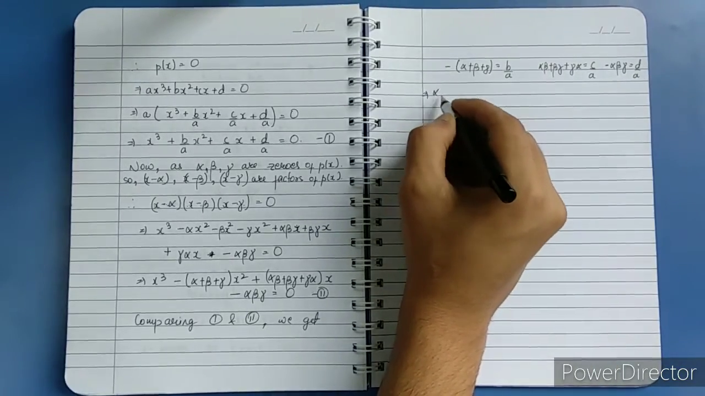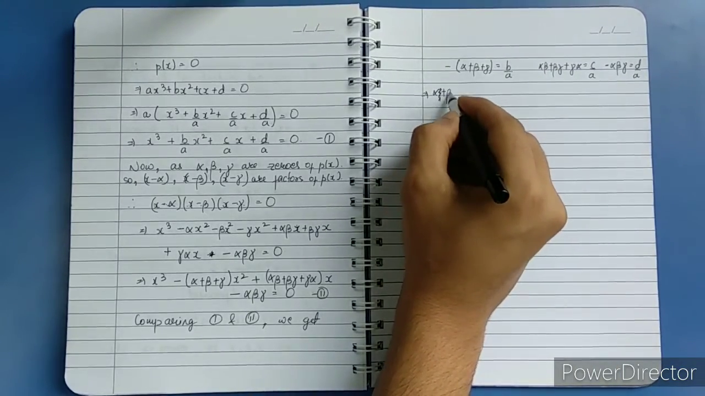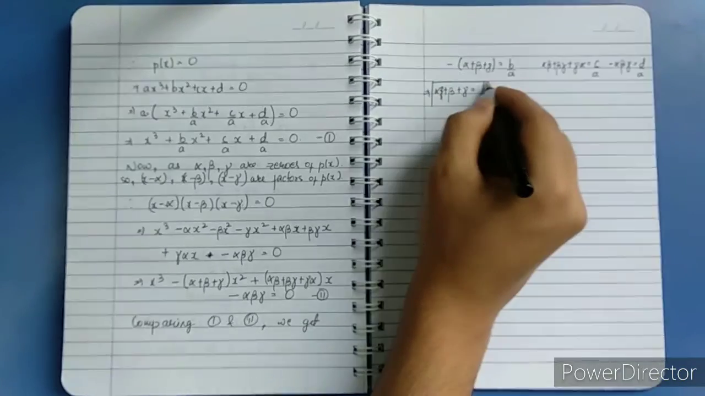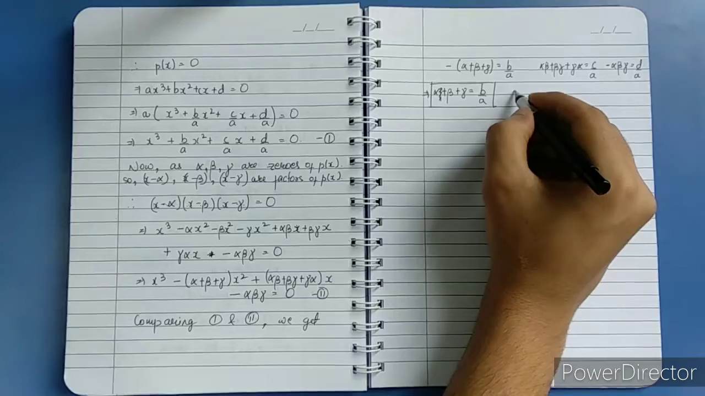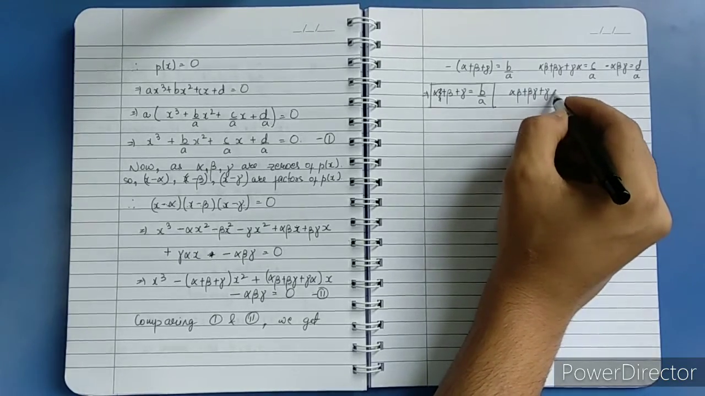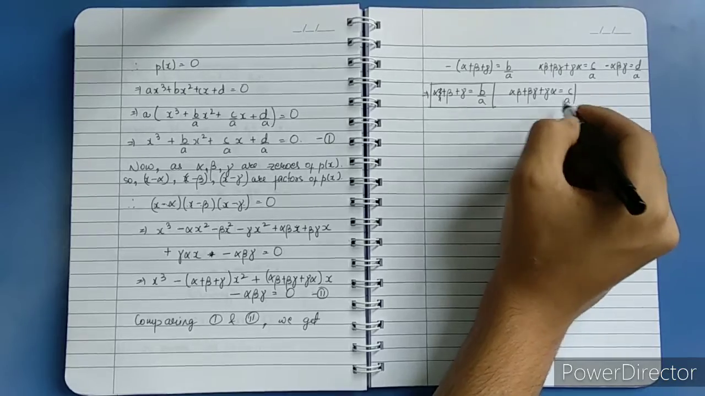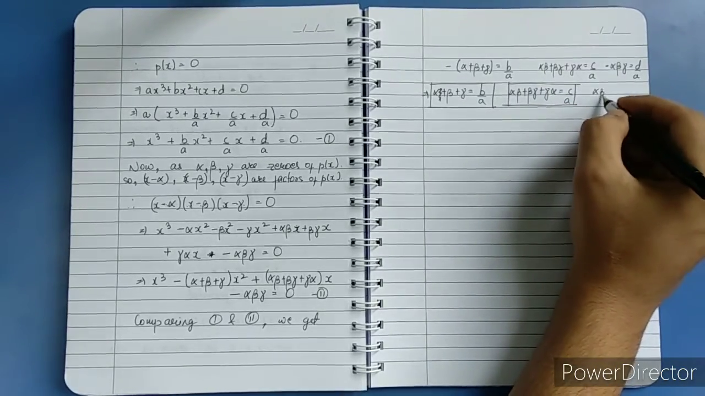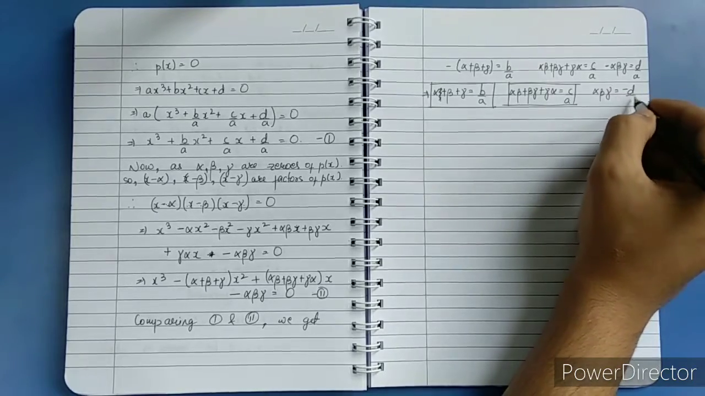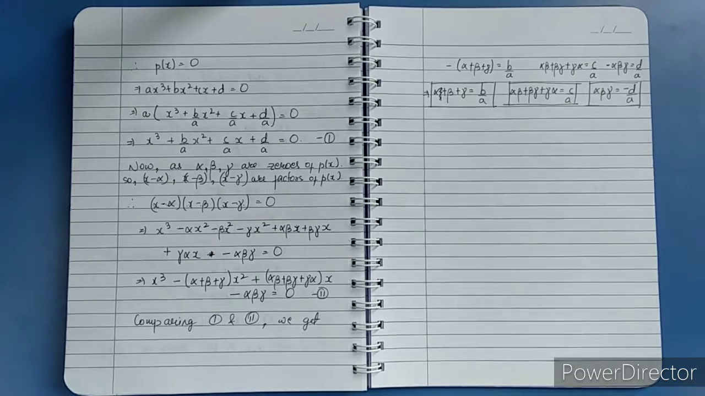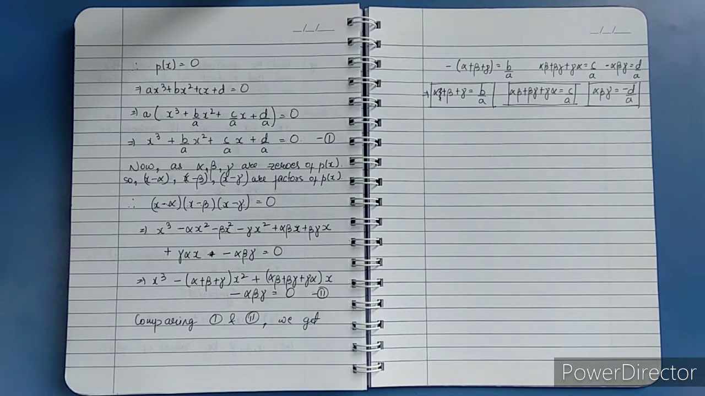So this implies alpha plus beta plus gamma equals to minus b by a. This is 1. Another, this remains the same, alpha beta plus beta gamma plus gamma alpha equals to c by a, the second equation. And the third equation will become alpha beta gamma equals to minus d by a. So this will be our relation for a cubic polynomial.